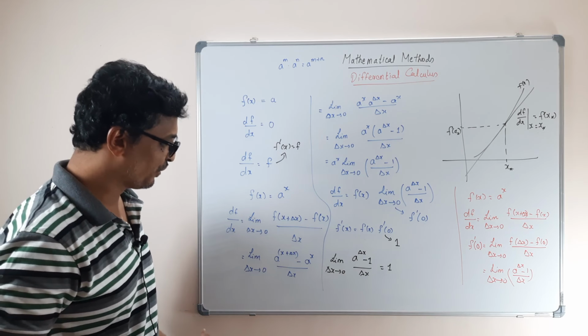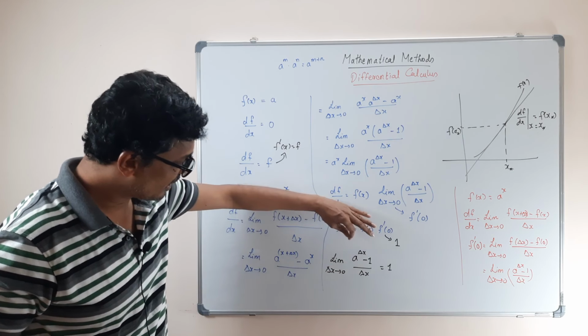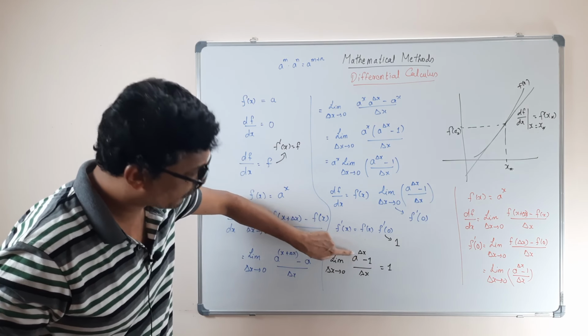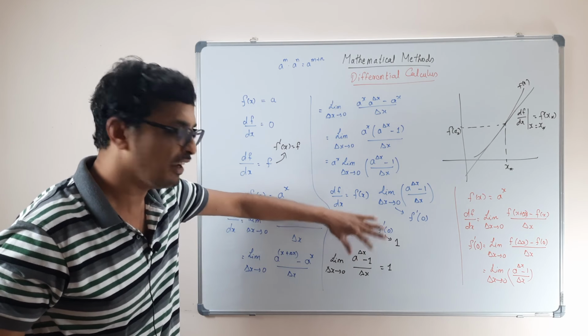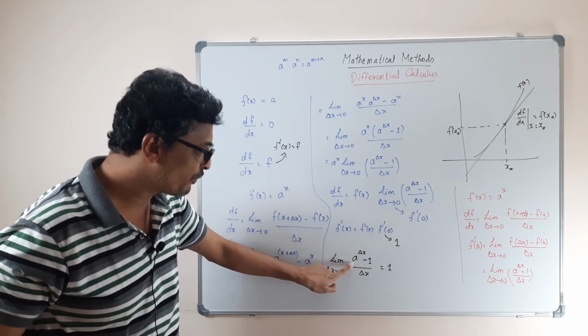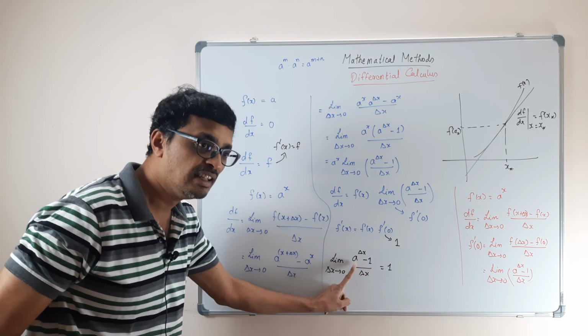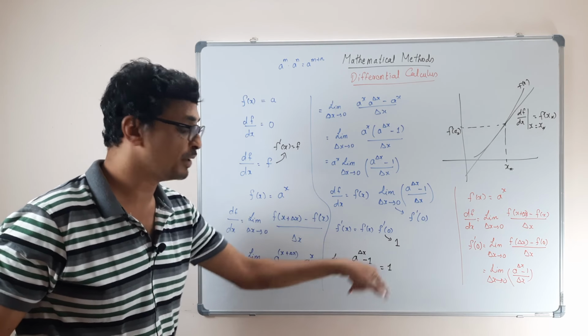And if you see, there should be one particular value of a. For any a, it won't become 1. So the value of a, because delta x is going to 0, only one number is there, right? There should be only one particular value of a for which this becomes 1.